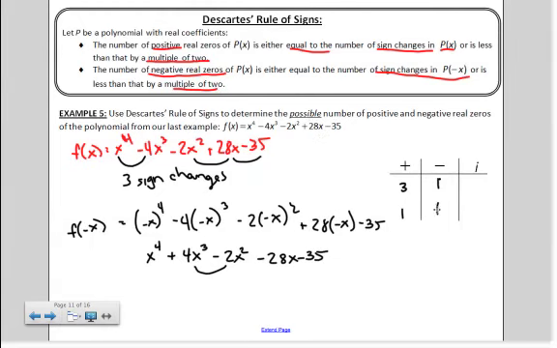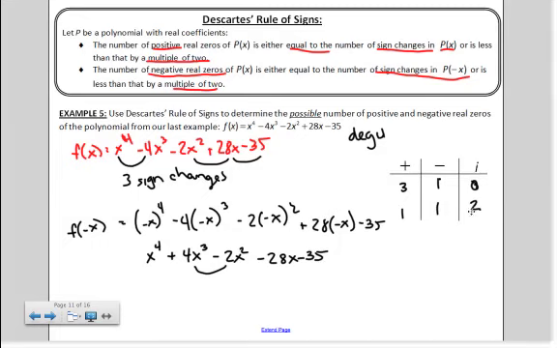Now, let's look at filling in this row right here. Do you see that if we have 3 positives and 1 negative, there can be no imaginaries? So we're going to put 0 in. Why is that? Because we have a degree of 4, and each row has to add up to the degree. So if we go down to the next row, another possibility for our roots is 1 positive, 1 negative, and 2 imaginaries.